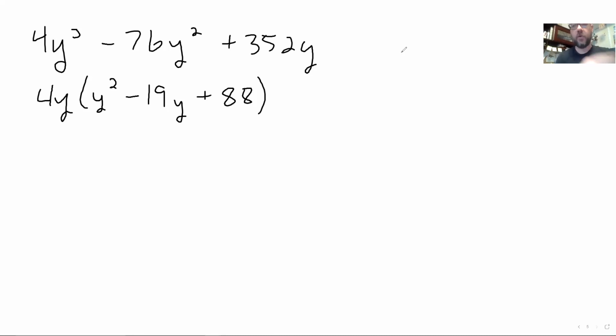So I don't care about that 4y anymore. It's just going to sit there in front and not do anything. What I'm looking for is two numbers that multiply to be 88 and add up to be -19. And I'm guessing you've probably already figured it out, but let's go ahead and run through it anyway.